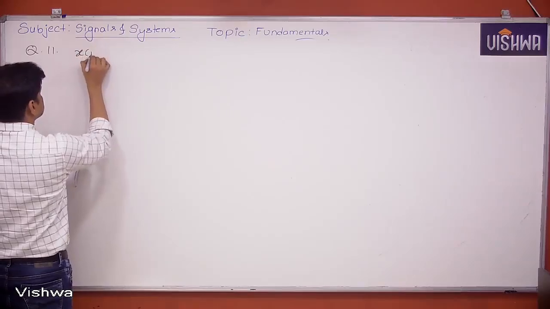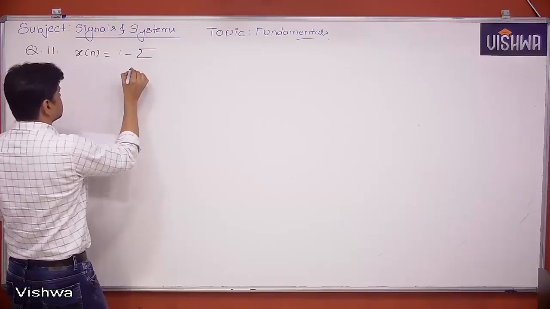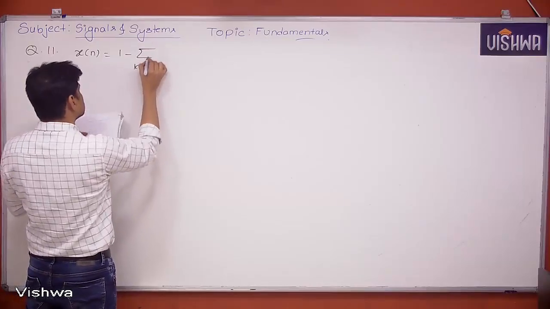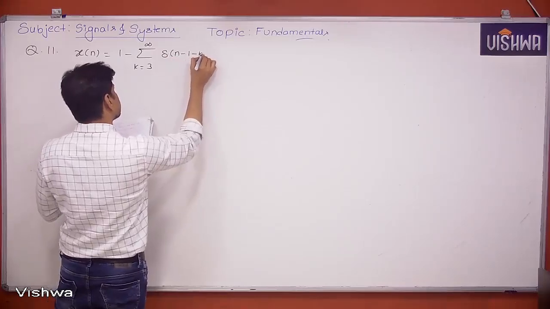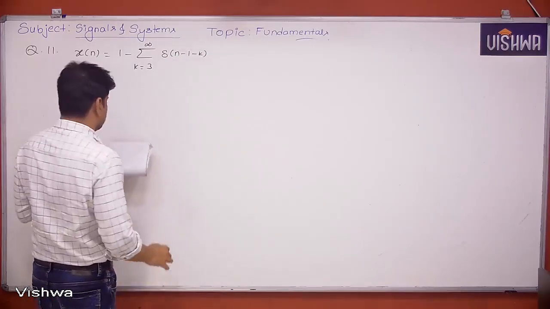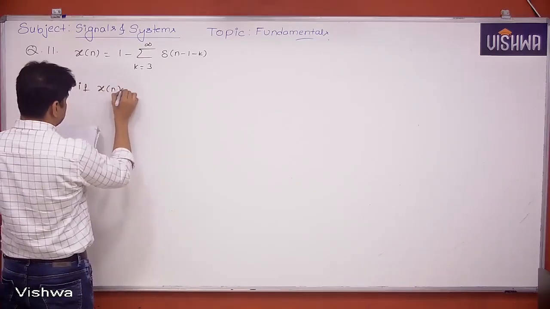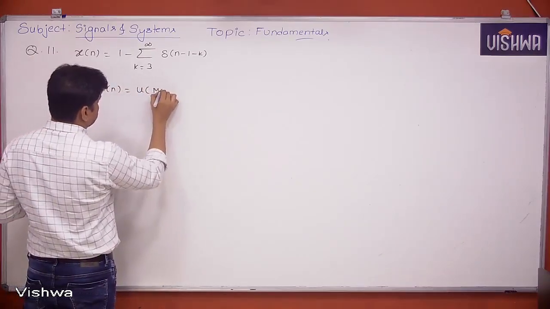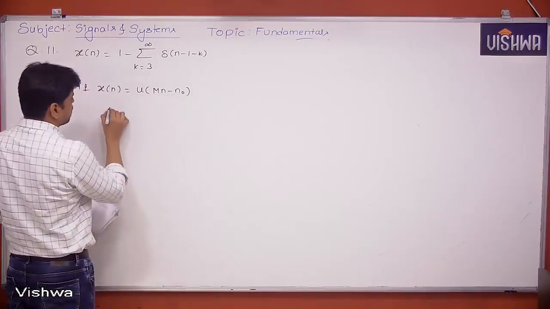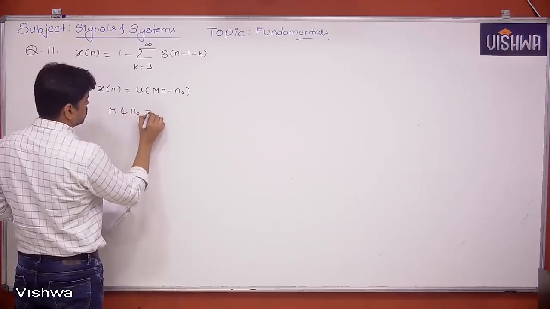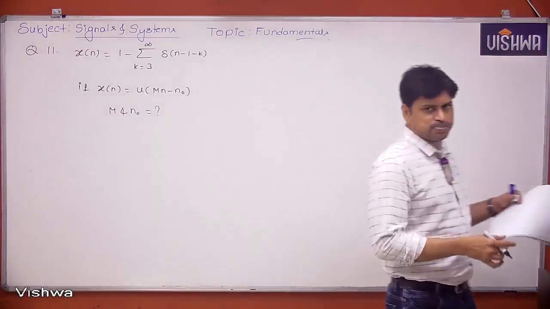x(n) is equal to 1 minus summation k equals 3 to infinity of delta(n minus 1 minus k). If x(n) is equal to u(M minus n minus n naught), then find the M and n naught values.